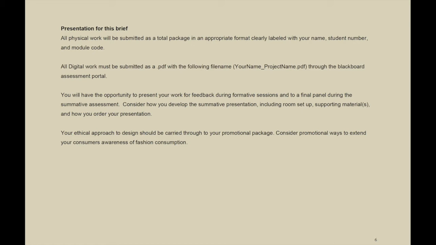You will have the opportunity to present your work for feedback during formative sessions and to a final panel during the summative assessment. Consider how you develop the summative presentation, including room setup, supporting materials, and how you order your presentation. Your ethical approach to design should be carried through to your promotional package. Consider promotional ways to extend your consumers' awareness of fashion consumption.